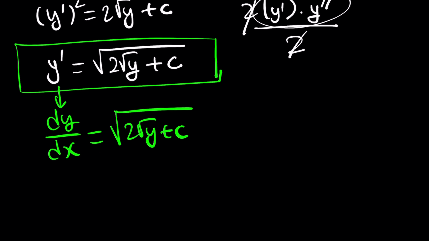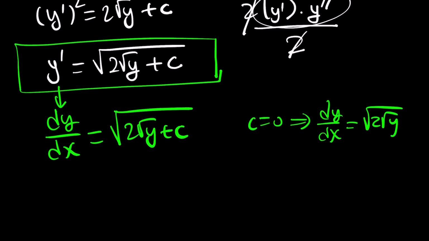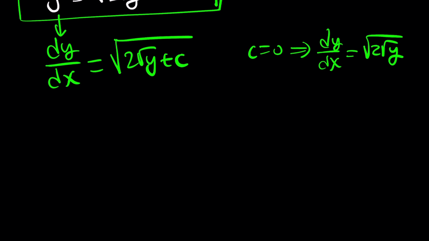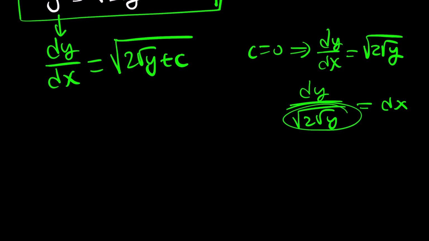By the way, if c is equal to 0, let me tell you that real quick, you get a real simple equation. You get something like this. And guess what? This is super easy to solve. Because what happens here is you're going to get something like dy over the square root of 2 root y equals dx. You can integrate both sides, and this is just going to be a power of y times a constant. Easy to integrate, right?